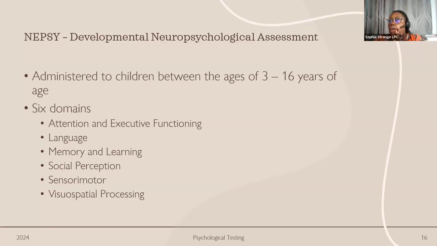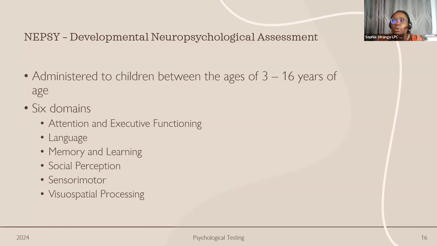The NEPSY, this is the neurological assessment for, I call them all kids, kids age 3 to 16. They're looking at six domains. This is the first heavy hitter I like to grab a hold of because it gives me a good picture. Attention and executive functioning, those are two primary places for ADHD. Language, memory and learning, social perception, sensory motor, visual spatial processing.